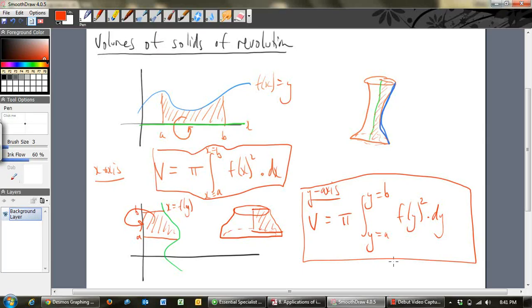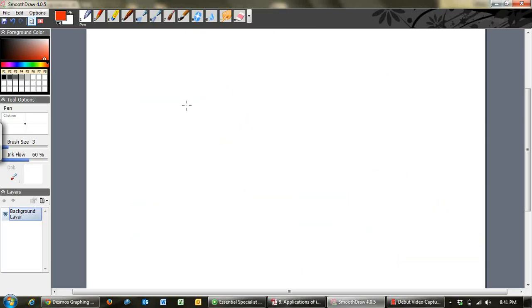Okay, let's go straight to some examples and have a bit of a play. I'll just do some really easy examples because I just want you to see the mechanics. You can do the more difficult ones; you can see those in class. Rotate y around the x-axis.